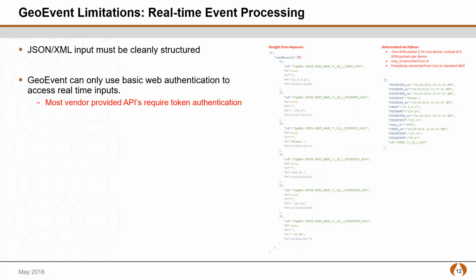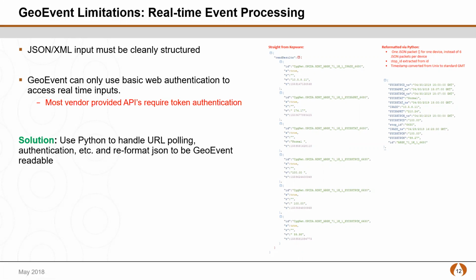And as I said earlier, if you need to access an API that requires token authentication, we use Python to do this because you can't do that out of the box with GeoEvent. So our Python script also takes care of that as a workaround. Our solution was to use Python, and that kind of avoided having to do custom development within GeoEvent. This was a DIY implementation, and we didn't really have the skill set to do that. So we used a Python workaround to make it happen.